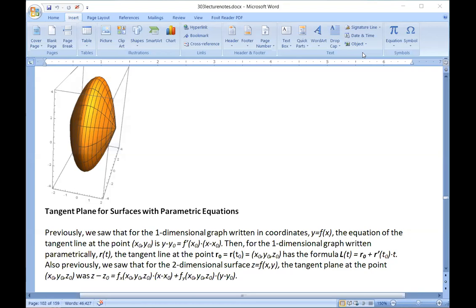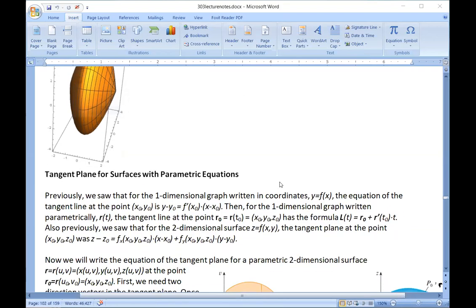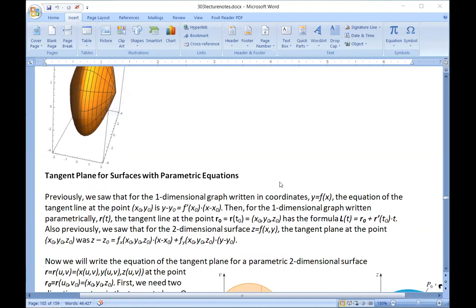So notice that you've got the one-dimensional written in coordinates and also one dimension written parametrically. We've got two-dimensional written in coordinates. So now we're going to do the next thing: find the two-dimensional tangent thing, which will be a tangent plane, but when everything is written parametrically. And that's where we're at right now.